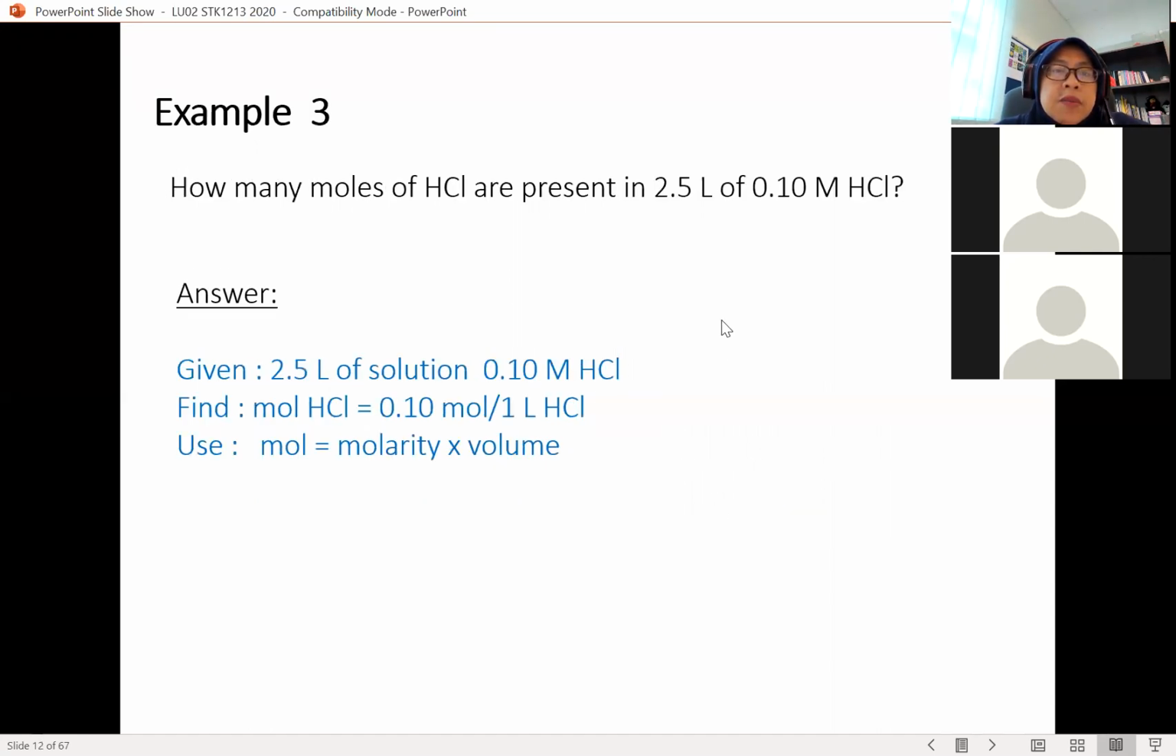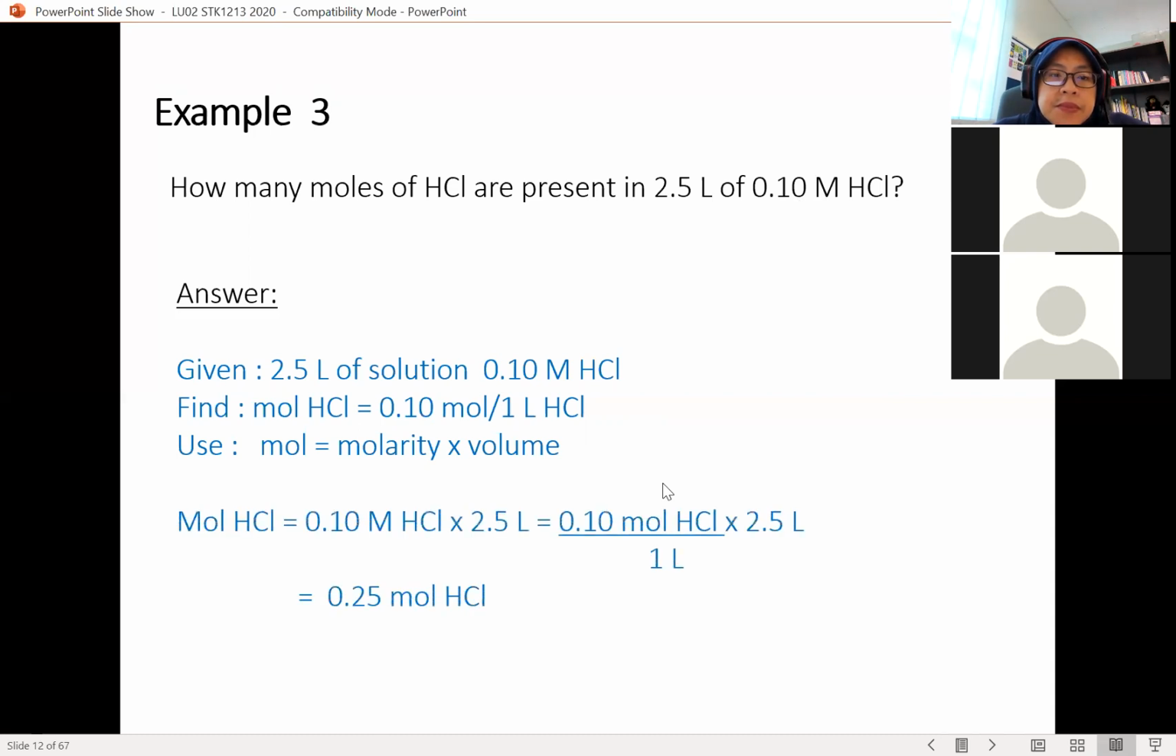All right, next, how many moles of hydrochloric acid are present in 2.5 liter of 0.1 molar HCl? So go back to the definition of molarity just now. Molarity is given, volume in liter is given, so you need to find the moles. Okay, 0.25 mole of HCl.